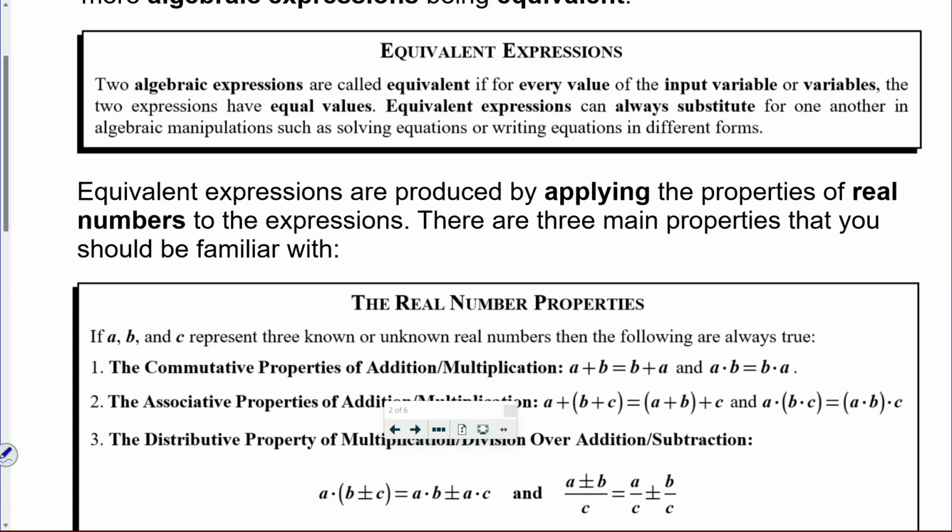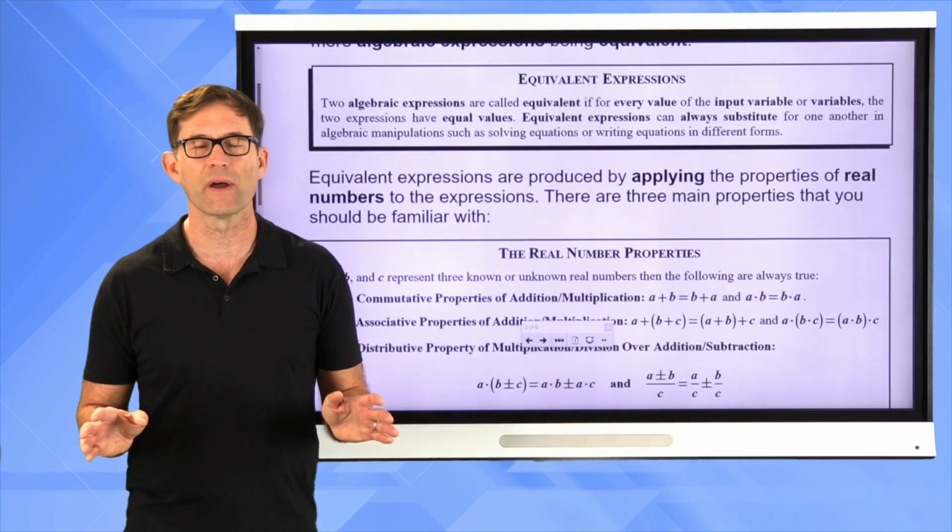Two algebraic expressions are called equivalent if for every value of the input variable or variables, the two expressions have equal values. Equivalent expressions can always substitute for one another in algebraic manipulations such as solving equations or writing equations in different forms. So let's discuss this, right?